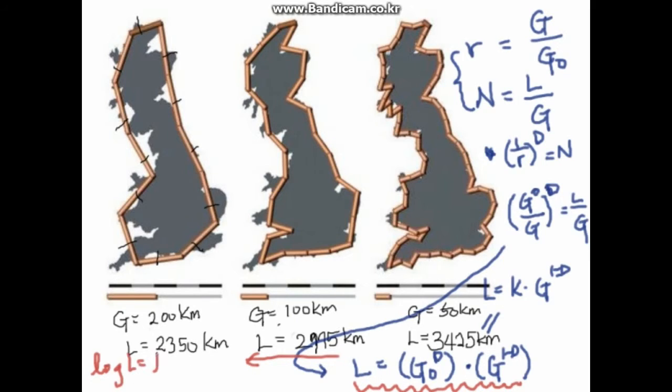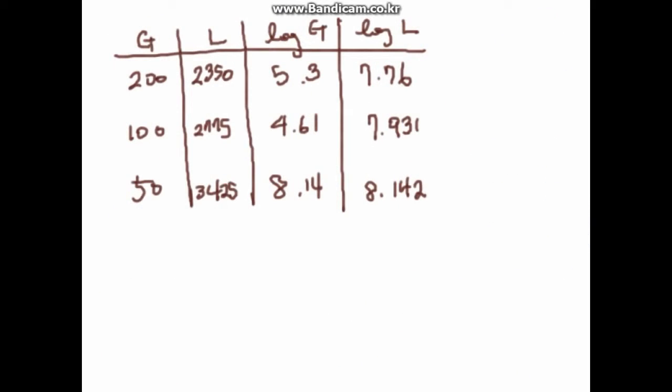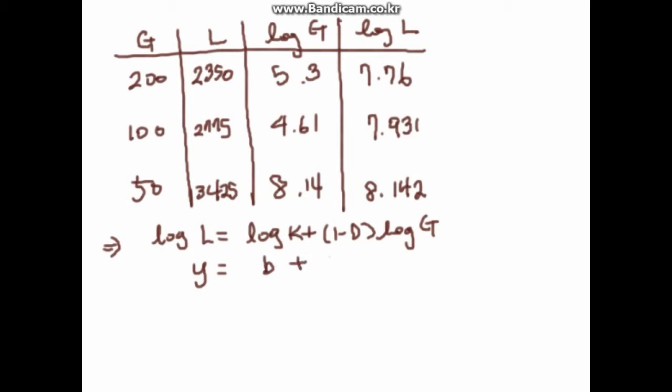So applying the fractal dimension relationship, we substitute 1 over r for g over g naught, and n for L over g. We can get a formula of L equals g naught to the dth power times g to the 1 minus dth power. See, if we put logarithms on both sides, what do we get? A y equals ax plus b formula. Nice. Now all we need to find is the value that equals 1 minus d. Again, a reminder, we're trying to estimate the d value here.